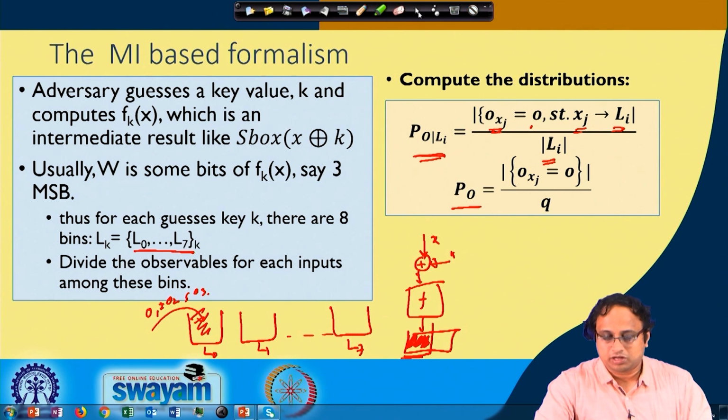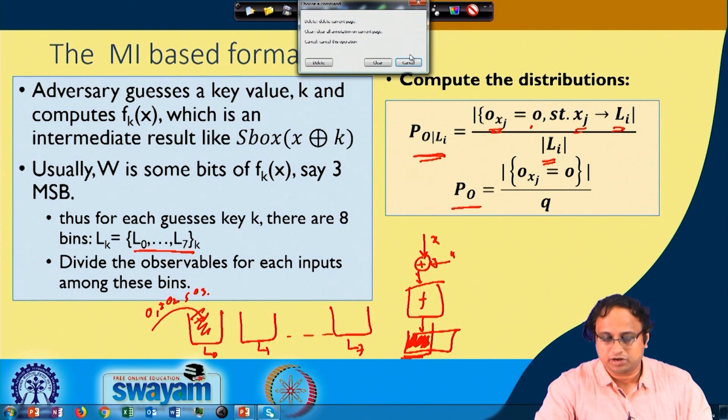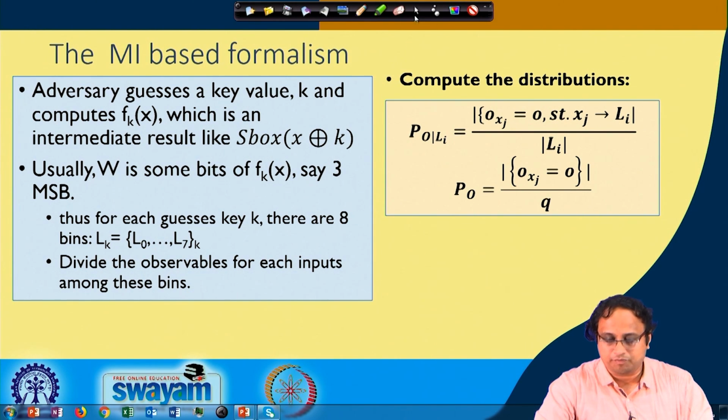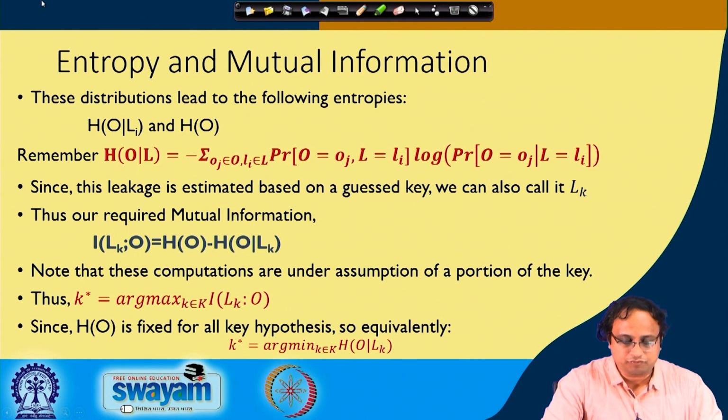Once you have developed these probability notions, we can measure the corresponding entropy, which is given by this formalism. We are all set to calculate H(O given L) and also H(O). H(O given L) is given by this probability estimation: the sum of probability of O equal to Oj, comma L equal to Li, multiplied with log of probability of O equal to Oj given L equal to Li. This leakage is estimated based on a guessed key, and we call it Lk.